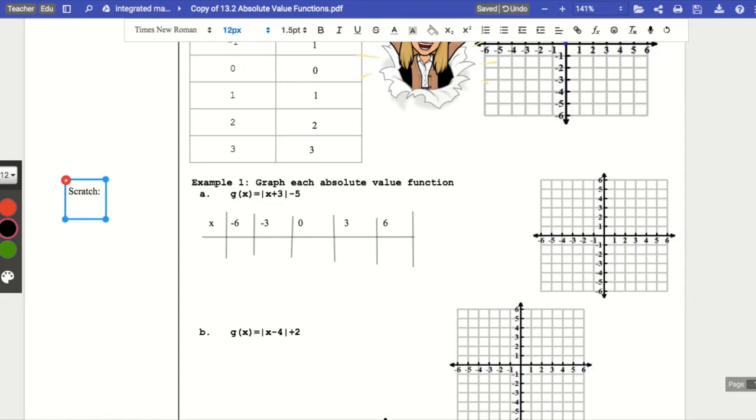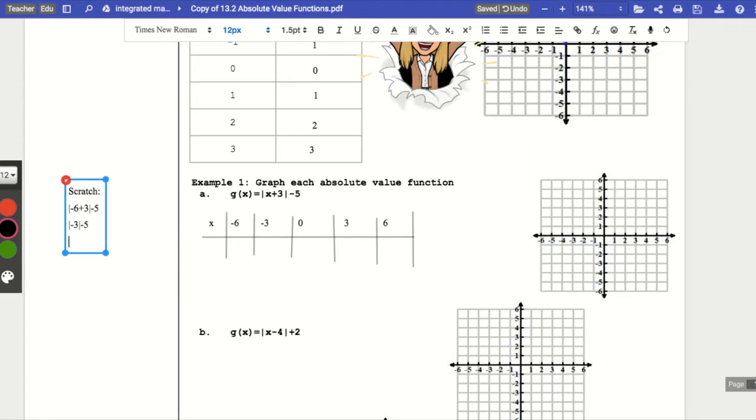Just to set this up, if I'm using the input of -6 to calculate the output, I'm plugging in -6 for x into this equation. So I'm going to have the absolute value of -6 plus 3, minus 5. For the absolute value of -6 plus 3, I'm going to treat those like parentheses and work in those first. So -6 plus 3 is -3. So I'm looking at the absolute value of -3, minus 5.